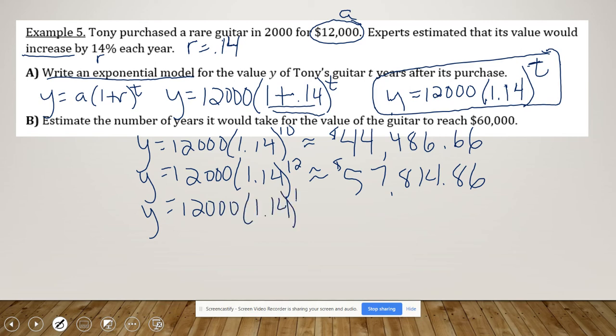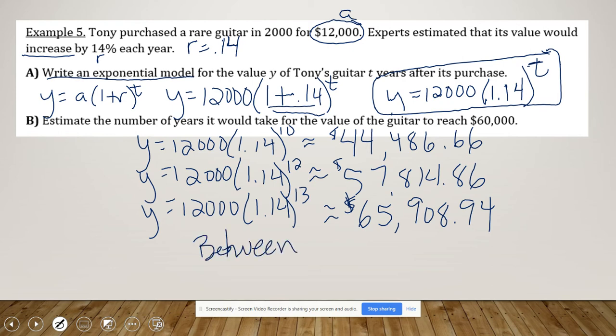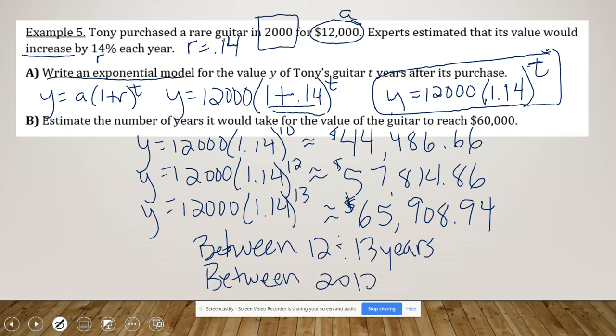So let's try the 13th year and see what we get there. So I'm going to replace T with 13, plug it in the calculator, and $65,908.94. So it looks like between 12 and 13 years. So if we're talking about the guitar being purchased in the year 2000, that means sometime between the year 2012 and 2013.